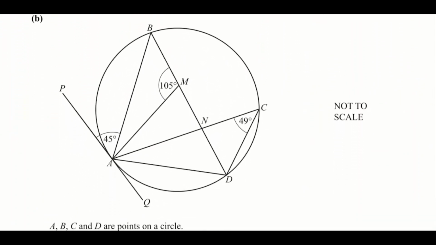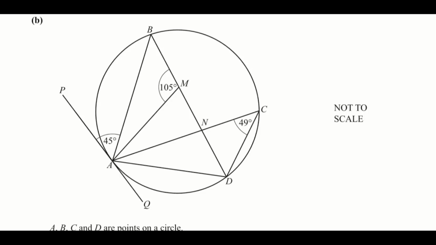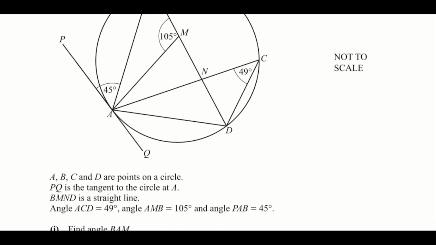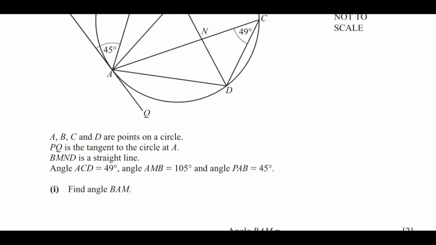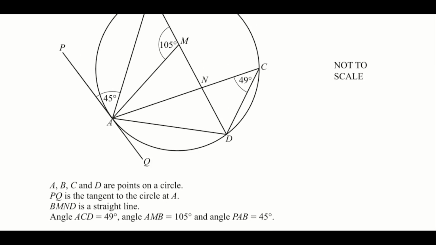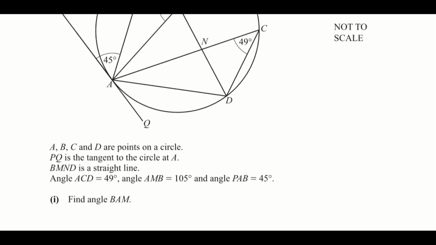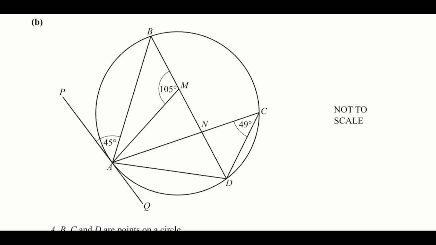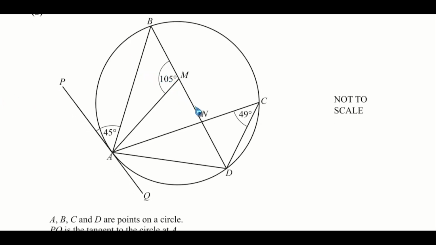This is circle theorem or circle geometry. A, B, C, D are points on a circle. PQ is the tangent to the circle at A, as you can see there. Then B, M, N, D is a straight line, B, M, N, D, as you can see. So B, M, N, D, this particular one, good.